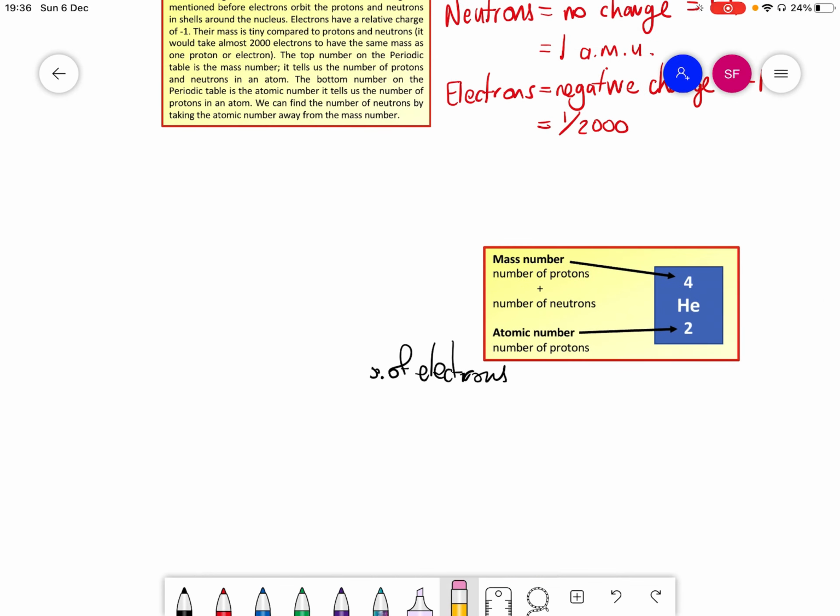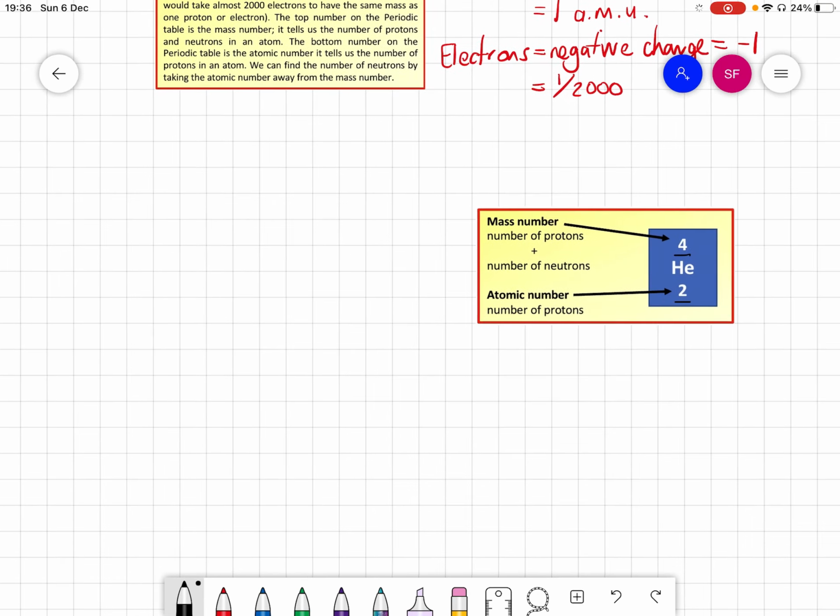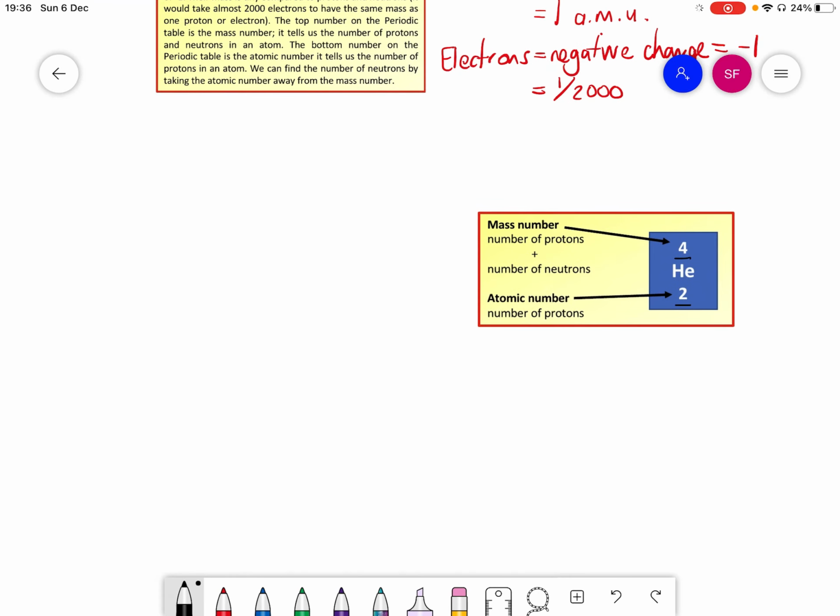Okay, guys, so if we look at what we can see on the periodic table, this is our view of a square on the periodic table. And what we've got is a helium atom. So we have this number at the top and this number at the bottom. The number at the top, as you can see, tells us the total number of protons and neutrons in the atom, the mass number. Because again, if we look back up here, all of our mass in our atom comes from our protons and our neutrons. So we can see that helium has a mass of 4.